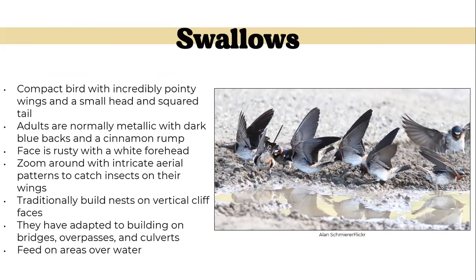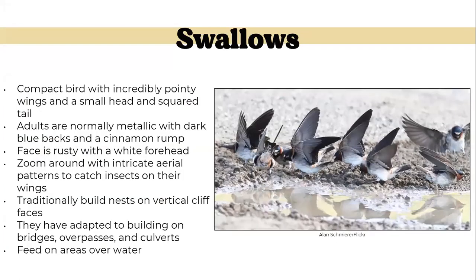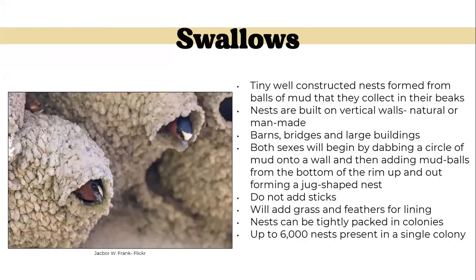Traditionally, they build nests on vertical cliff faces, but over time they've had to adapt to a lot of urban dwellings. So bridges, overpasses, even culverts. Usually there's a water component though. They really like water because that's usually where a lot of the insects are. So they build these really cool constructed nests out of basically balls of mud that they collect with their beaks. And this photo here, all these birds by this mud hole, that's what they're doing. They're looking for things to build their nest out of.